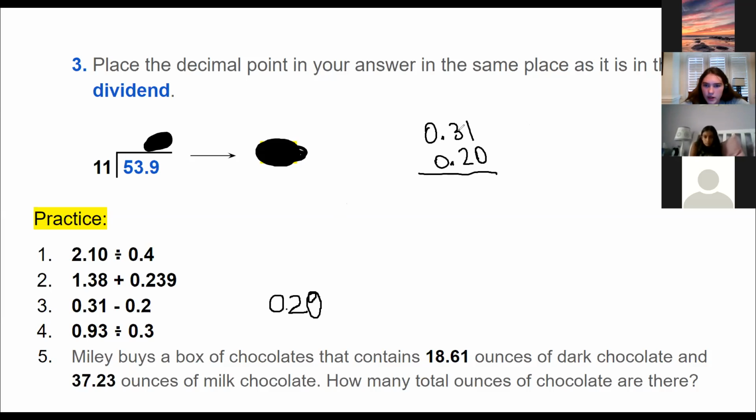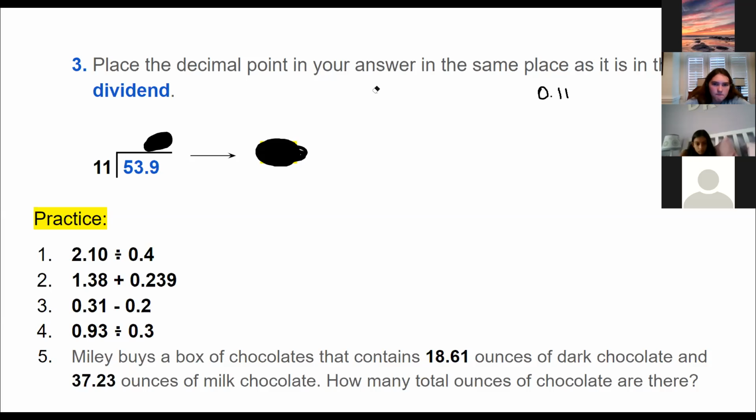So 0.31 minus 0.2. 1 minus 0 is 1, and 3 minus 2 is 1. We put the decimal point, and then the 0. So the answer would be 0.11. Okay, so I'm going to write that up here, 0.11.